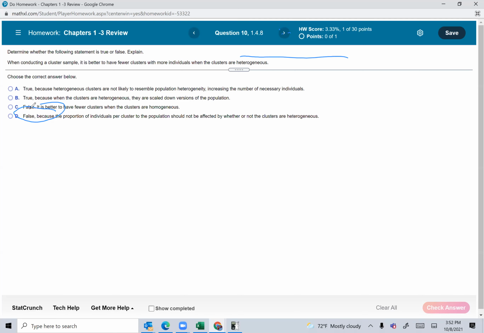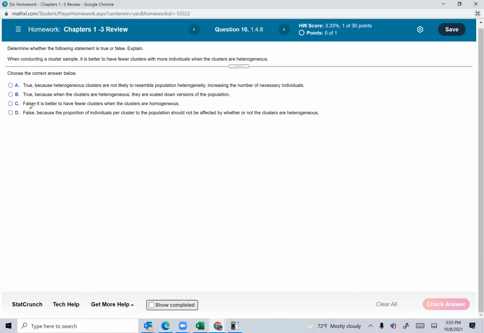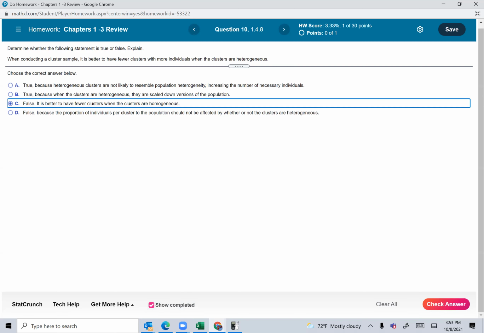This is the next one here. Determine whether the following statement is true or false. When conducting a cluster sample, it's better to have fewer clusters with more individuals when the clusters are heterogeneous. Okay, heterogeneous means they have different values. That's not a true statement, and don't worry too much about it. It's better to have fewer clusters when the clusters are homogeneous. That's what the answer should be.